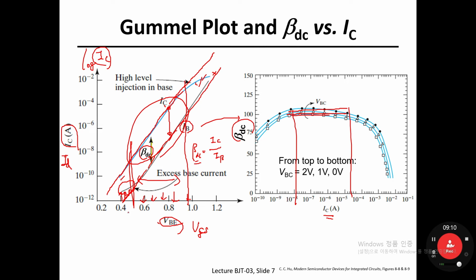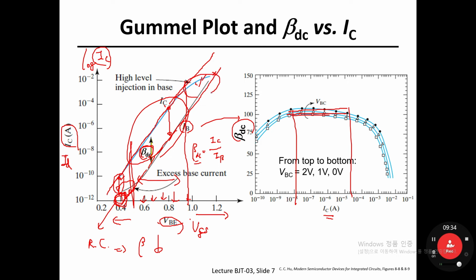However, if your input voltage is very low or very high, then the beta DC value has been degraded. Take a look at here. Because of what? Yeah, because of this recombination current in the emitter depletion region, right? So this would have your beta value decreased.